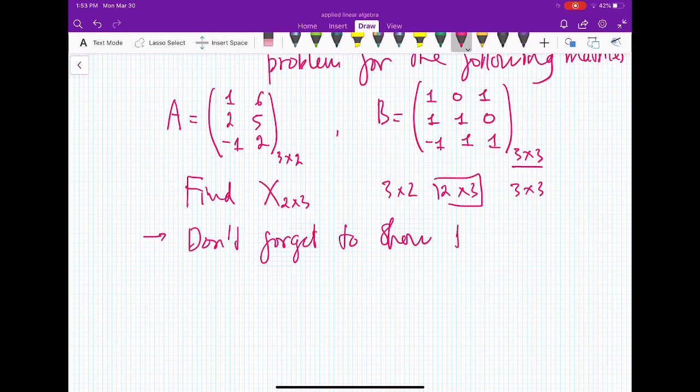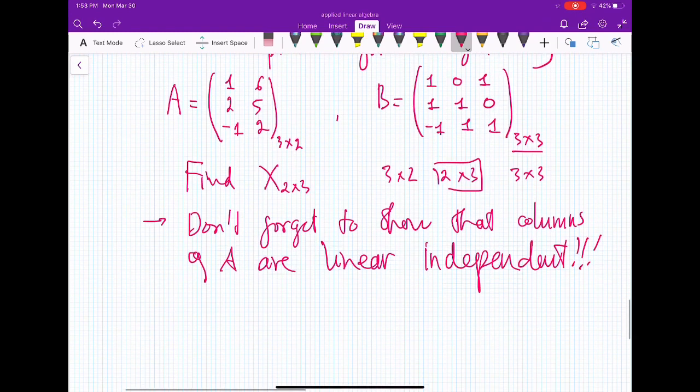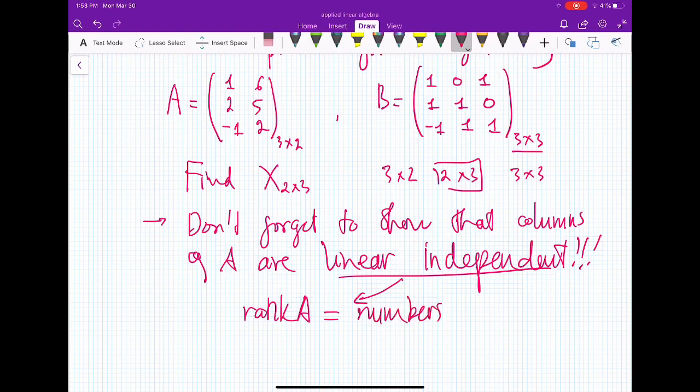And please don't forget to show that columns of A are linearly independent. And this condition is equivalent to the rank of A being equal to the number of columns.